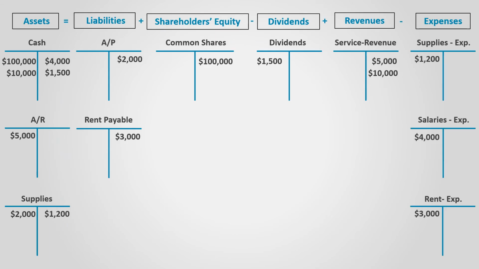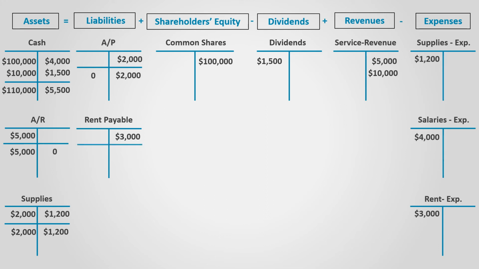By adding the debit and credit sides for each account, we get the following. Cash is $110,000 in debit, $5,500 in credit. Accounts receivable is $5,000 in debit and 0 credit. Supplies $2,000 in debit and $1,200 in credit. Accounts payable is 0 in debit and $2,000 in credit. Rent payable is 0 debit and $3,000 credit. Common shares is 0 debit and $100,000 credit.